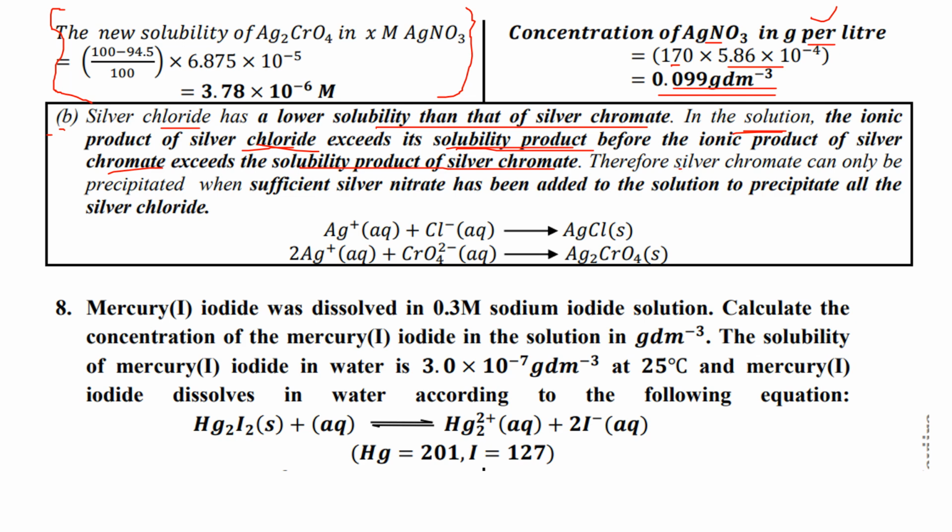And therefore, silver chromate can only be precipitated when sufficient silver nitrate has been added to the solution to precipitate all the silver chloride. And then you have to write those equations: silver ions reacting with the chloride ions to form silver chloride, and then silver ions reacting with the chromate ions to form silver chromate. So let's look at question 8.